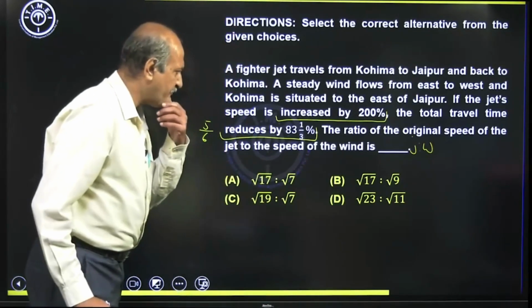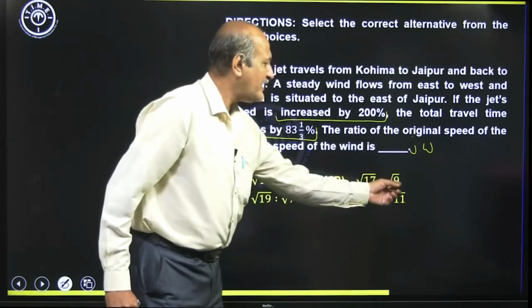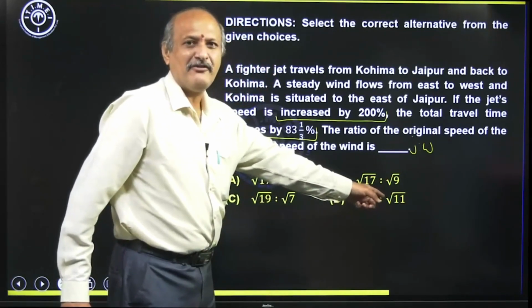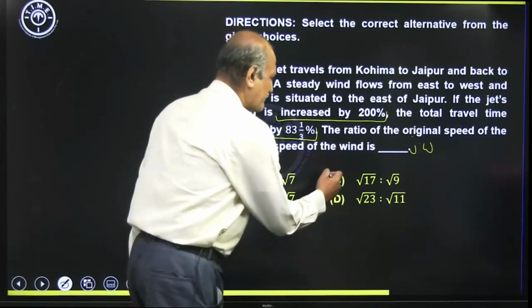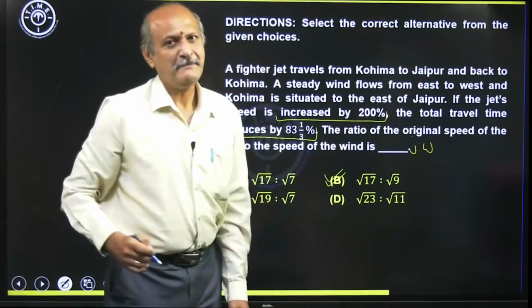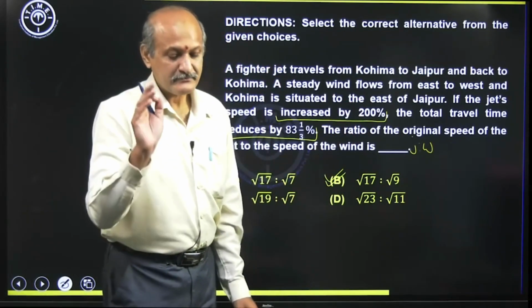From the options, if you look at it, it is root 17 by root 9. This is the one which we are looking for as the ratio for the two speeds here. That is there in option B here. That is the answer.